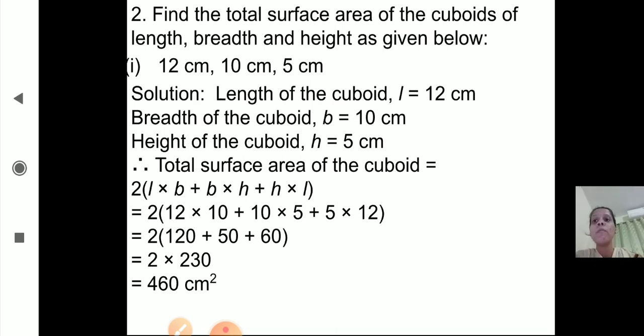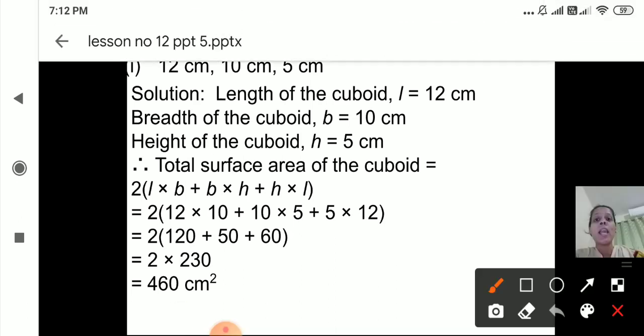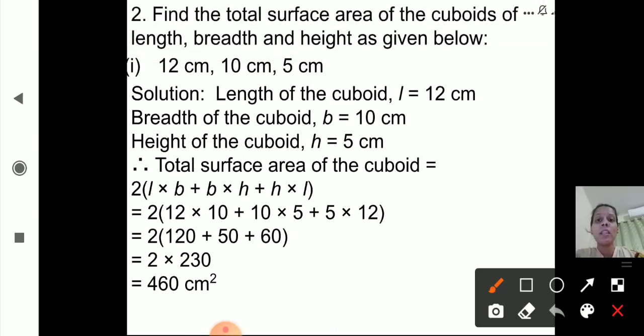Now in question number 2, find the total surface area of the cuboids of length, breadth and height as given below. Now what we will do, we'll find out total surface area of the cuboid. Yes, we have seen the formula to find out total surface area of cuboid. So now here what is given? Length, breadth and height is given. Means L, B and H is given. L is length, B is breadth and H is height. Okay. So in the solution, first we'll write down length of the cuboid is 12 centimeter, breadth of the cuboid is 10 centimeter and height of the cuboid is 5 centimeter.